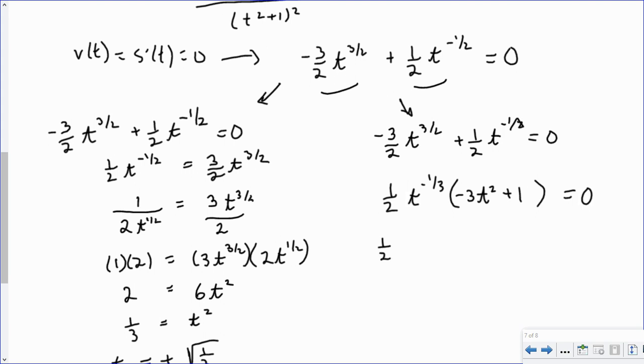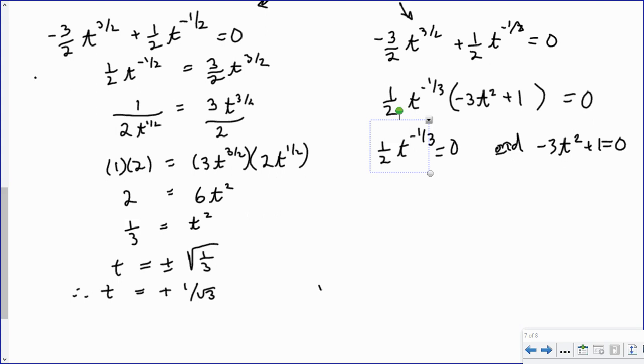So now if I factor, I've got products, and negative 3t squared plus 1 equals 0. So I try to solve for t in my two cases here. Well, I don't have a solution for this one: 1 over the 3rd root of t equals 0. There's no solution here.